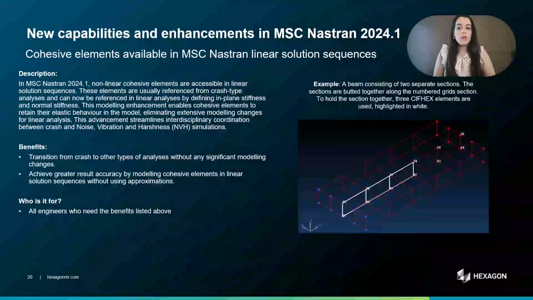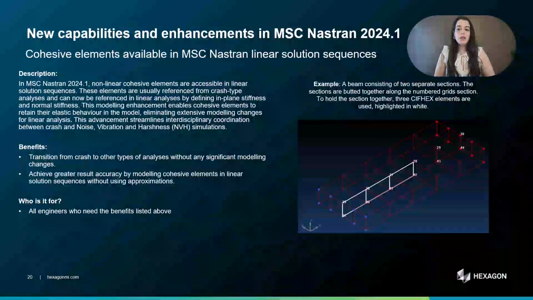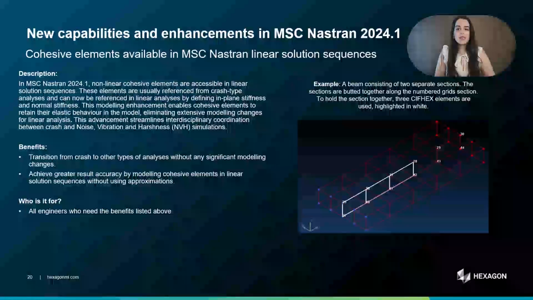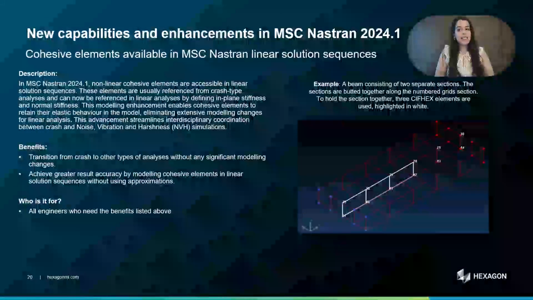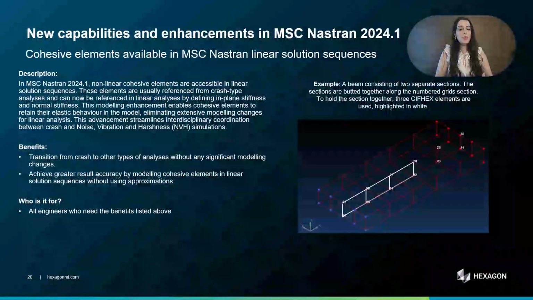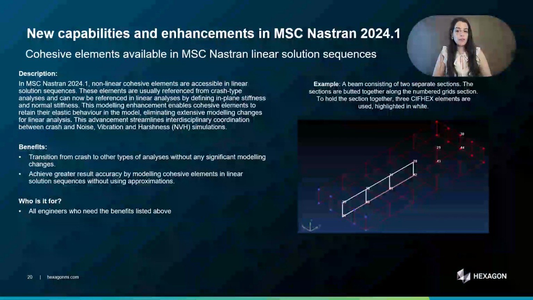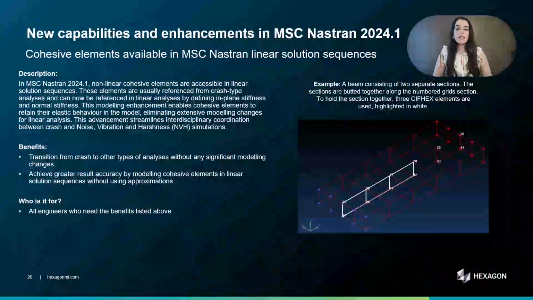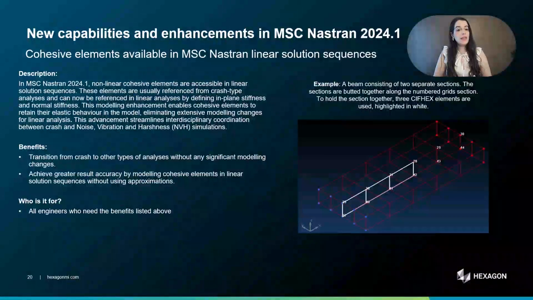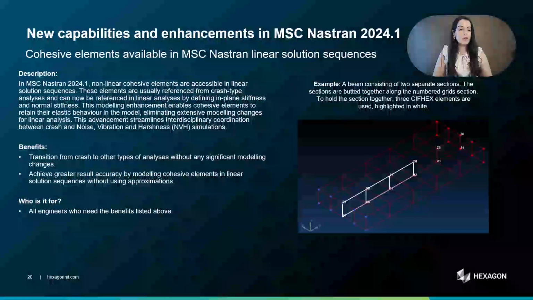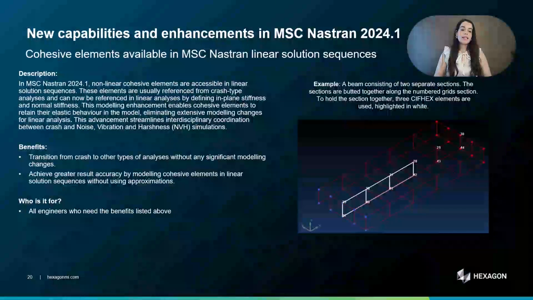Continuing with our enhanced user experience, let's talk about nonlinear cohesive elements. In MSC Nastran 2024.1, nonlinear cohesive elements are now accessible in linear solution sequences. Typically referenced in contact type analysis, these elements can now be used in linear analysis by defining in-plane stiffness and normal stiffness. These enhancements allow cohesive elements to maintain their elastic behavior in the model, eliminating the need for extensive modeling changes for linear analysis.